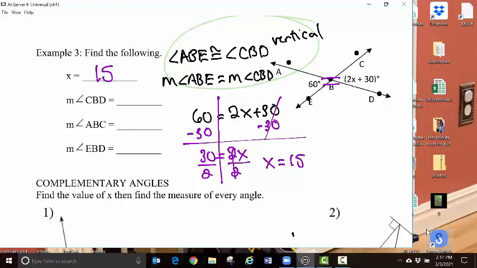Now be careful, you do the same thing on homework 4.2. But they don't just want x, they want you to plug it back in. So it says, how big is CBD? I don't need to plug that in. I already know that it is 60, but I could have 2 times 15 plus 30 would be 60. And because these form a linear pair, they make half a circle, this one better be 120, and this one has to be 120.